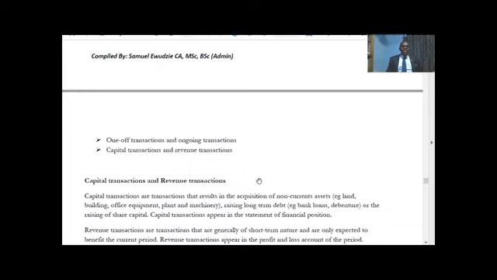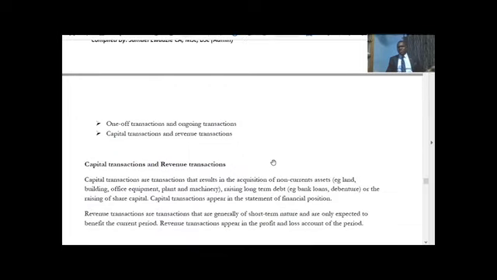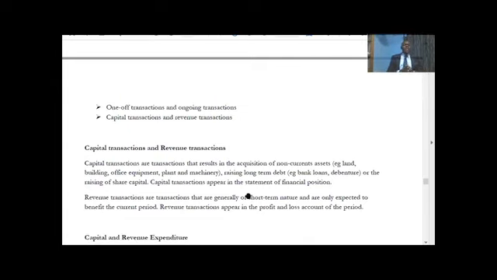Okay, good. So what does it mean? What do these mean? Okay, now we will look at it. So let's look at capital transactions and revenue transactions. Now, when we talk about capital transactions, they are transactions that result in the acquisition of non-current assets.